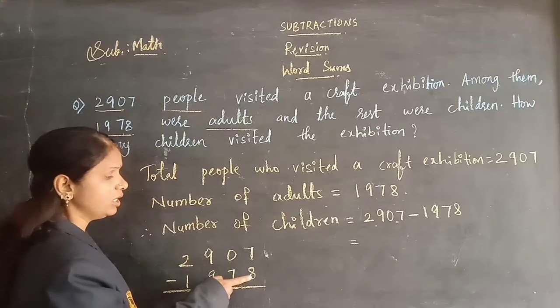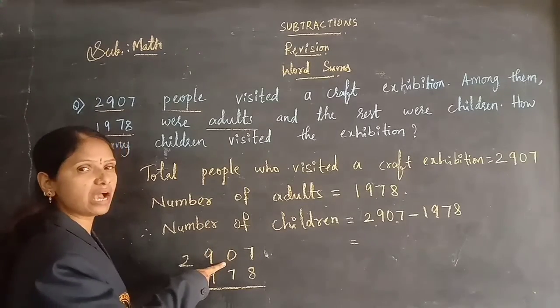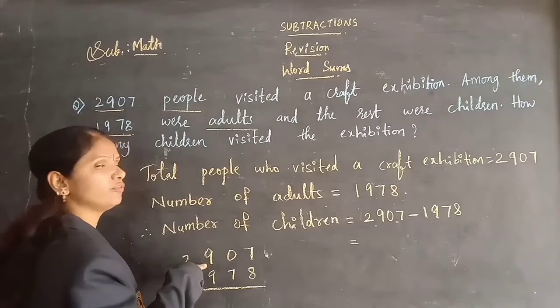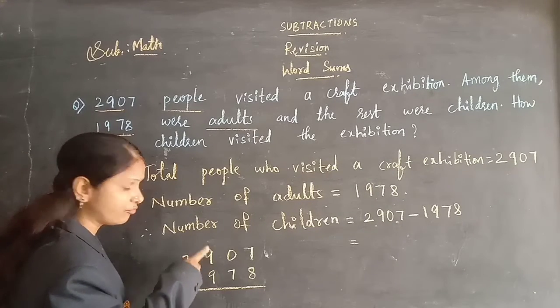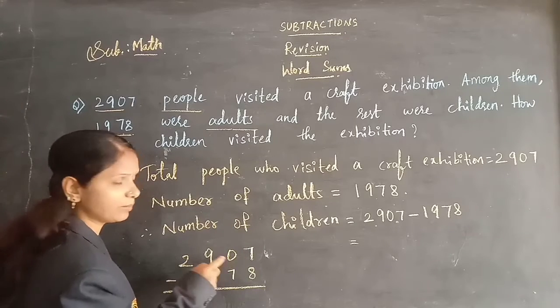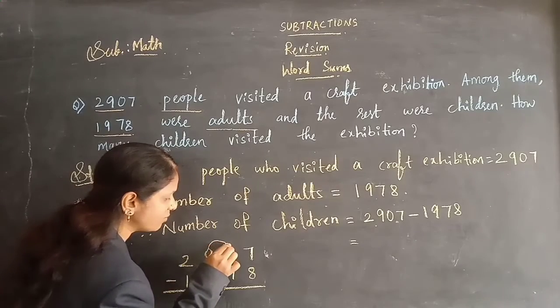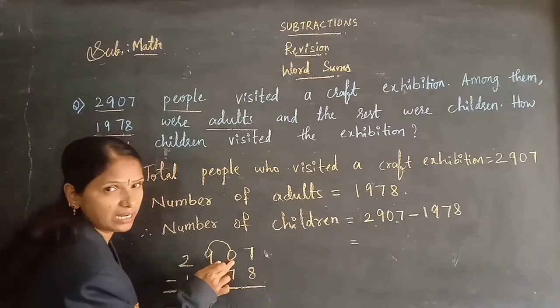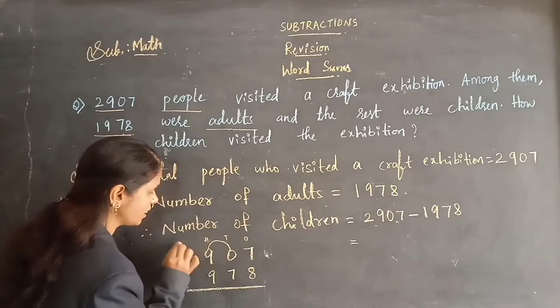It is impossible. So we need to take a borrow from the before place, children. But the before place also has 0. So we will take it from 9. But 9 to 7 is impossible. Why? Because there is a place in the middle. So the borrow is passed first from this place to the immediate place, nothing but ones, tens, hundreds, thousands, no?